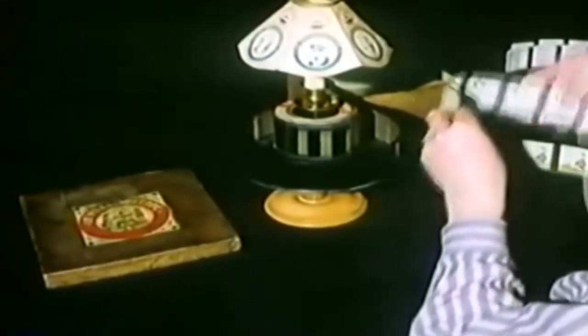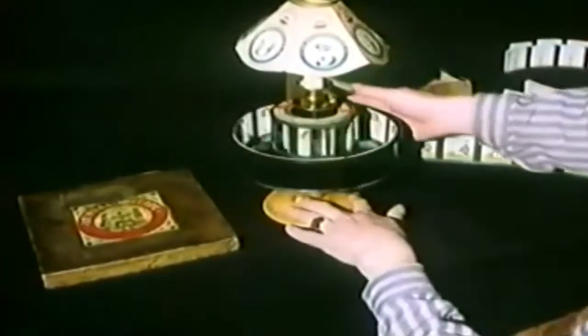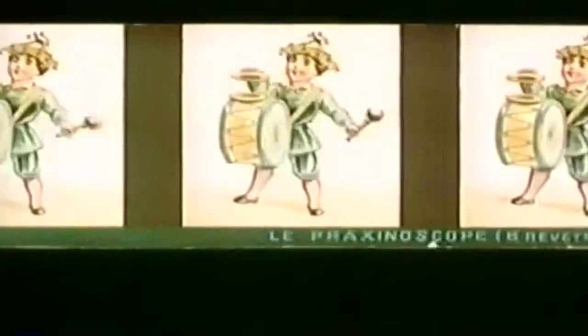Then came the praxinoscope. Invented in 1877 by Charles-Émile Reynaud, the praxinoscope is very similar to the zoetrope in its design, with the use of a cylindrical base, but instead of slits to break up the images, the praxinoscope uses mirrors, which makes the experience less tedious than its predecessor.